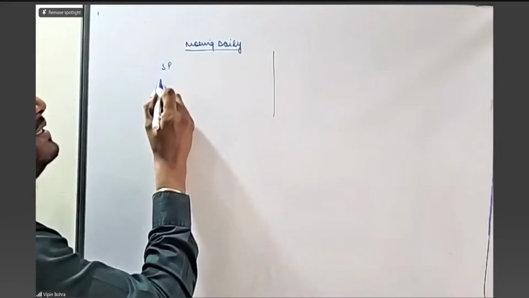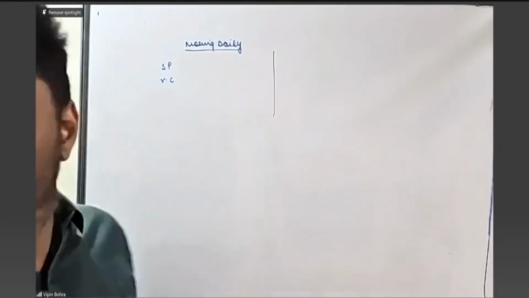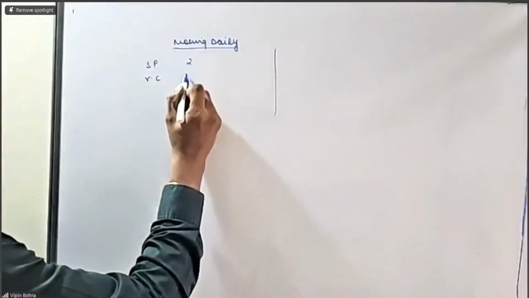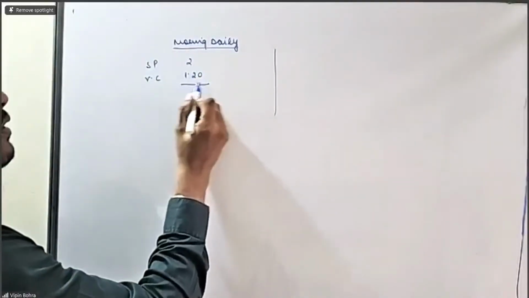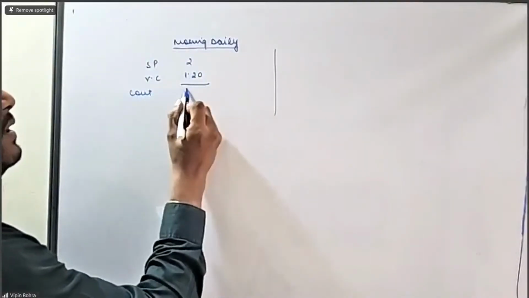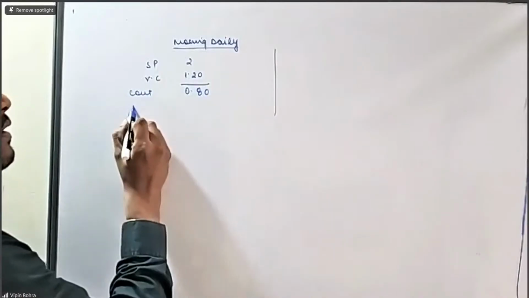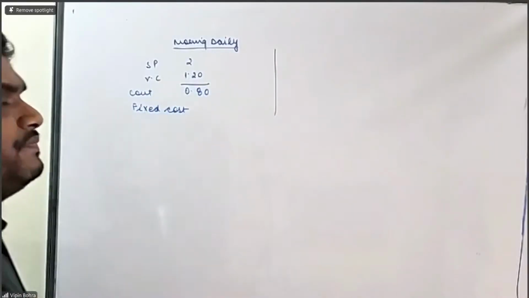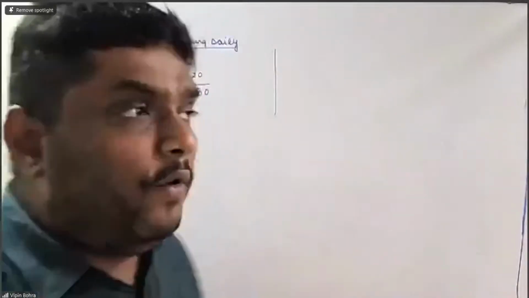So when talking about the selling price and variable cost of morning daily, it is 2 rupees and 1 rupee 20 paisa. It means the contribution is how much? 80 paisa. And the fixed cost is how much? 2,40,000 per week.